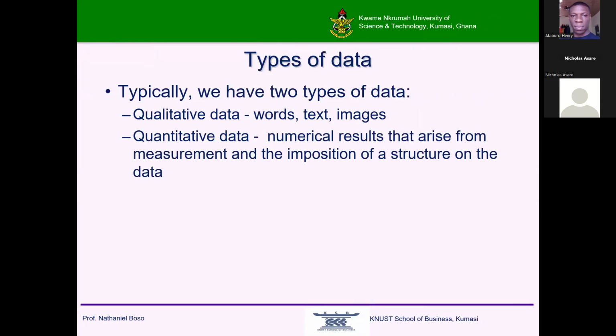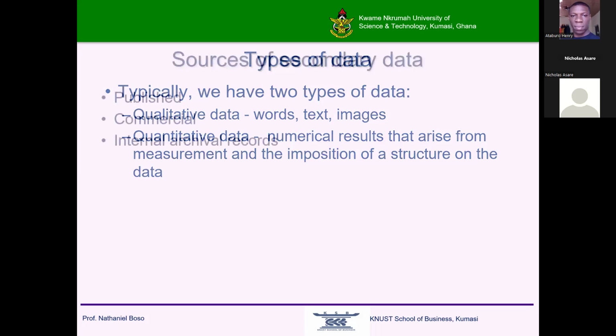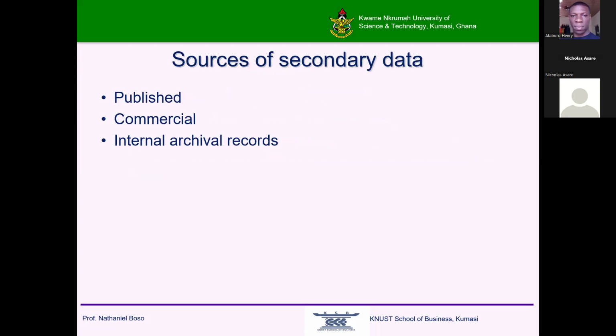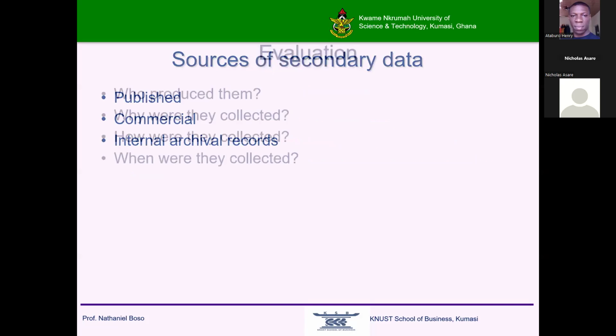Types of data. From our discussions, it is obvious the two types are either qualitative or quantitative, so we wouldn't spend much time here. And the sources of the data. It can be published, either open or commercial. If not open, you have to buy or pay for it. It can be internal archival records. Okay. Published media and commercial sources, and the internal archival records.